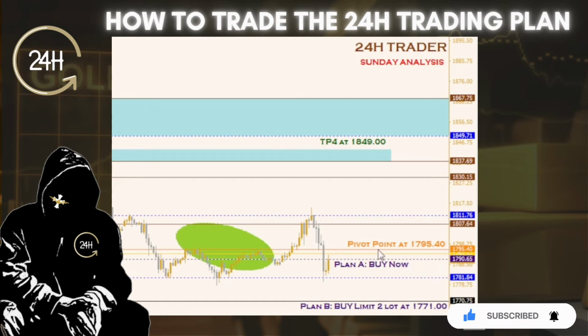So most likely it will only reach plan C or plan D once in a month, but it never reached plan E. So I never hit any stop losses before.